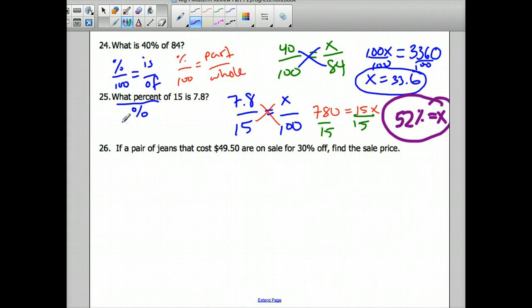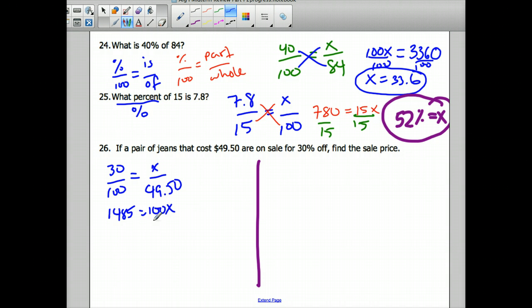Alright, so last one here in this section. A pair of jeans that cost $49.50 are on sale for 30% off. Find the sale price. Alright, so there's a couple ways to do this. One way is to find 30%, then subtract. So 30 out of 100 equals what out of 49.50? So we cross multiply and solve, and that gives us 1485 equals 100x. So 14.85 equals x. So that's the amount of discount.